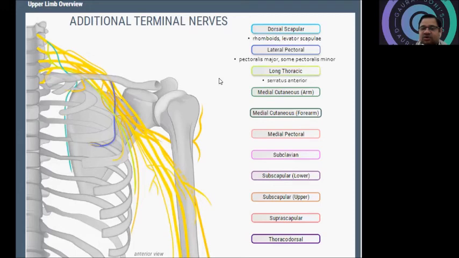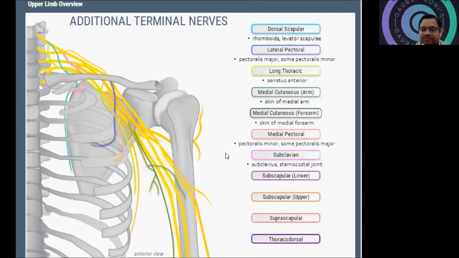It is for the whole of the serratus anterior muscle, which is a big muscle. Medial cutaneous will be for, as the name suggests, the skin of the medial arm. Medial cutaneous forearm will be for the skin of the medial forearm. Medial pectoral will be for the pectoralis minor and some part of the major also.